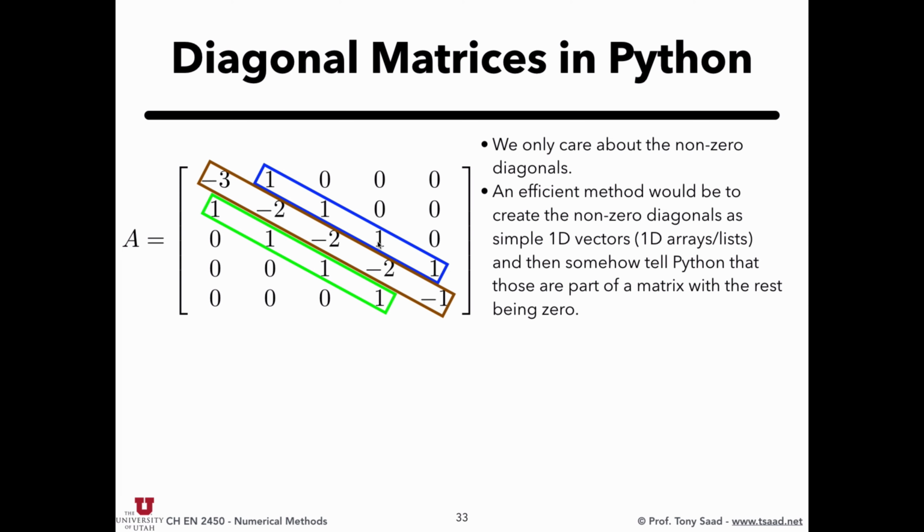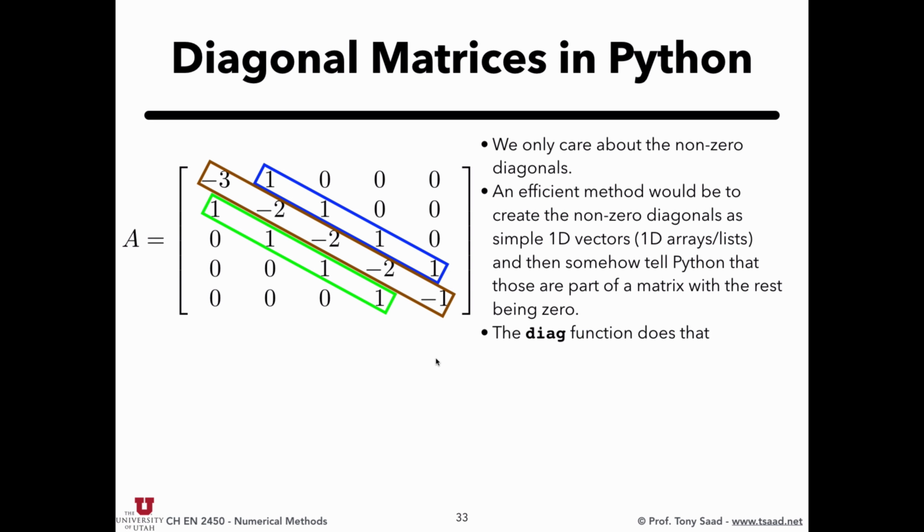For the tridiagonal matrix, we only care about the non-zero diagonals. An efficient method would be to just create the non-zero diagonals as simple 1D vectors. As far as the Thomas algorithm is concerned, we only need the main diagonal, upper and lower. But to be able to compare with exact solutions, it would be nice to construct a full matrix and give it to Python to give us an exact solution. So we want to learn how to do that right now. Again, it would be nice to create the non-zero diagonals as simple 1D vectors and then somehow tell Python that those are part of a matrix with the rest of the matrix being 0.